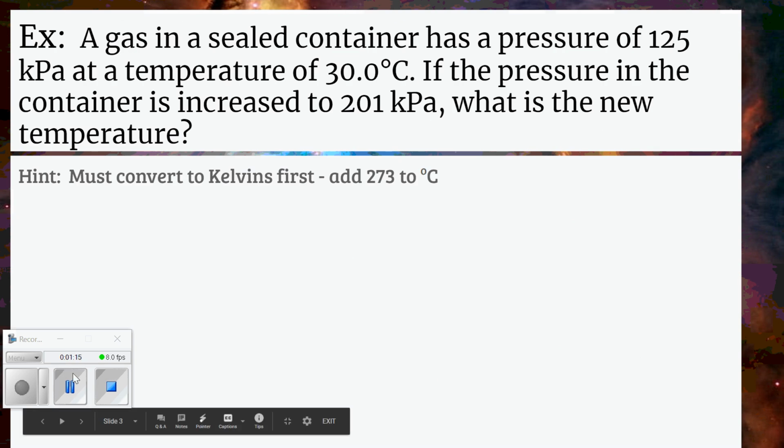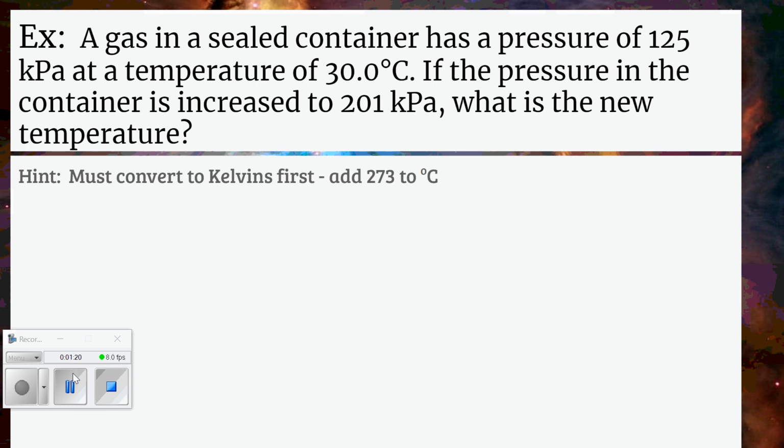So we're going to practice this problem here. A gas in a sealed container has a pressure of 125 kPa and a temperature of 30 degrees Celsius. If the pressure in the container is increased to 201, what is the new temperature? Again, I gave you the hint, you've got to change those Celsius to kelvins.